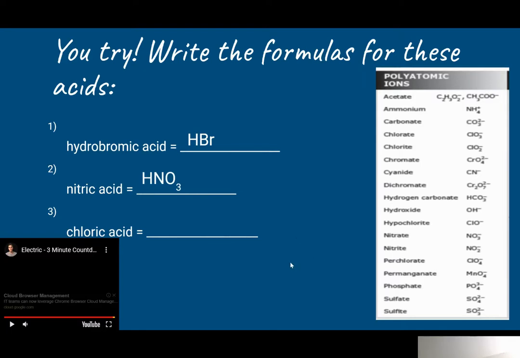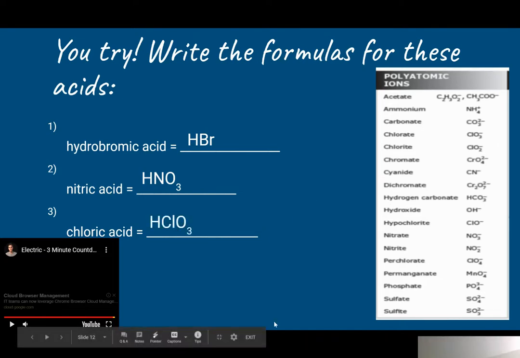And then we have chloric acid, so we're looking for chlorate. Remember the -ic corresponds to -ate. So that's ClO3-, H+, so again, the +1 and the -1 are just canceling out, and we get HClO3.